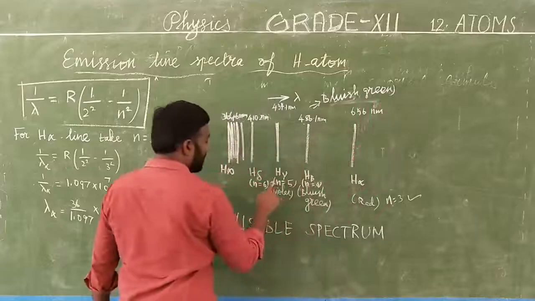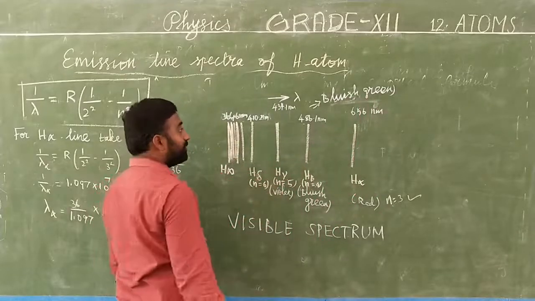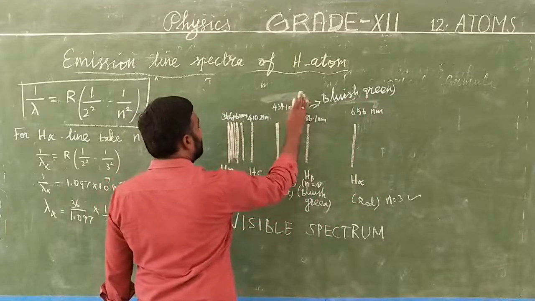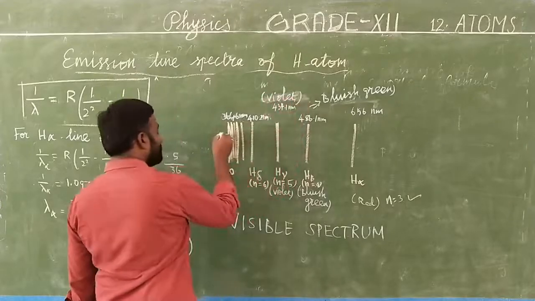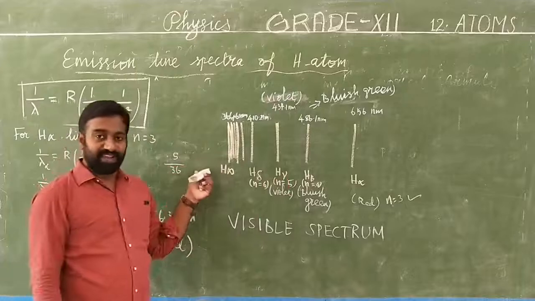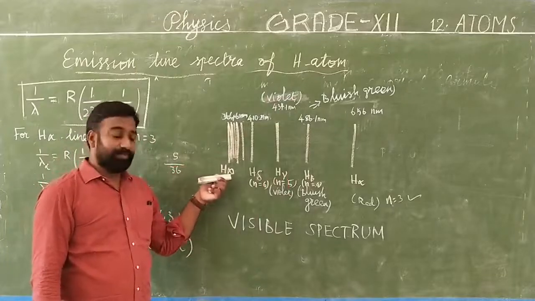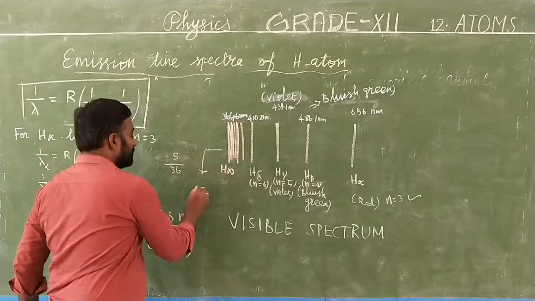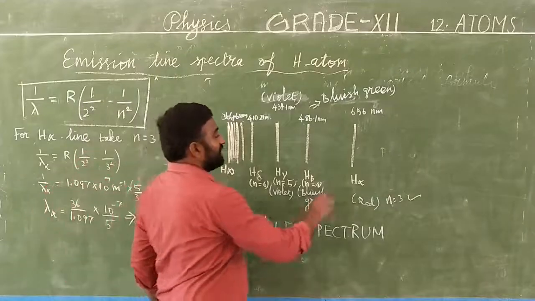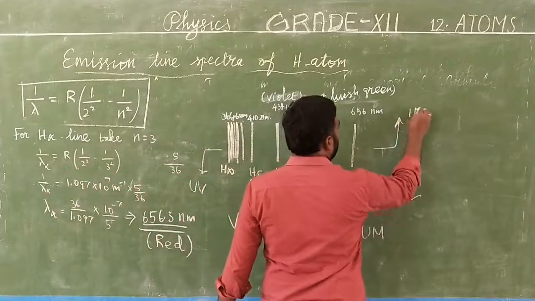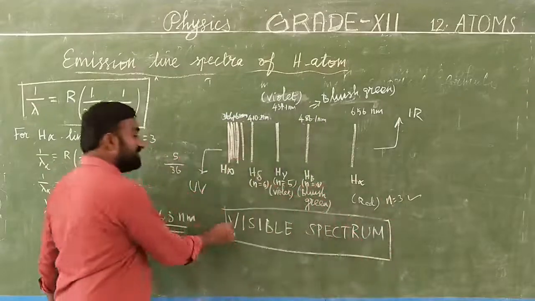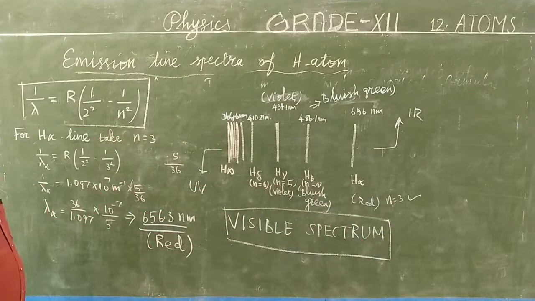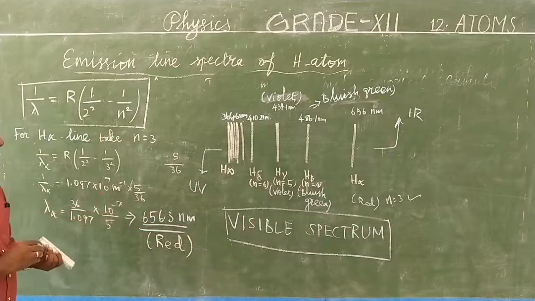And the next line, H gamma, is the color violet, and it goes nearly below the violet finally. Below this, the range goes to ultraviolet, and above the line it goes to infrared. So only the Balmer spectral series comes under the visible region. Balmer obtained the visible region spectrum.